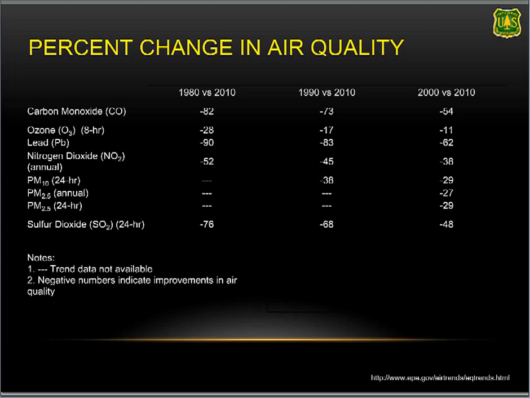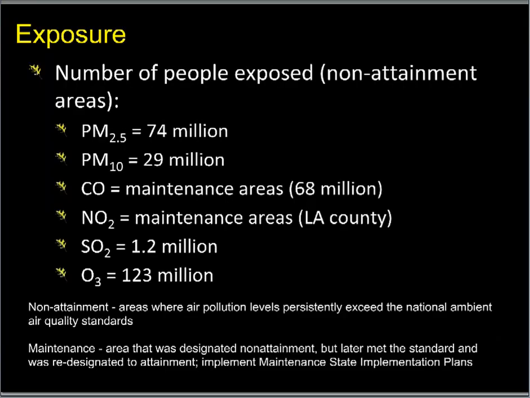However, there are still air quality problems that exist, and the role that vegetation can play in improving air quality is what we're going to discuss today. For PM 2.5, this fine particulate matter, 74 million people in the United States are exposed in areas that do not meet the national ambient air quality standard levels. So they're in what are called non-attainment areas. For particulate matter less than 10 microns, it's 29 million people. Sulfur dioxide, 1.2 million, and ozone, 123 million people.